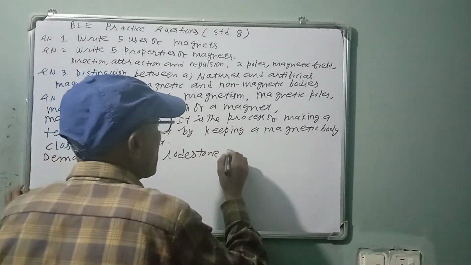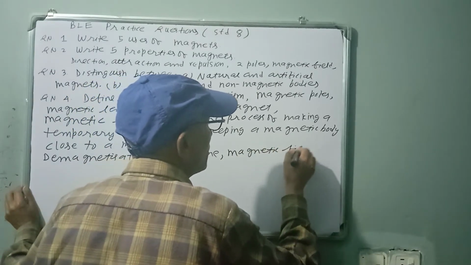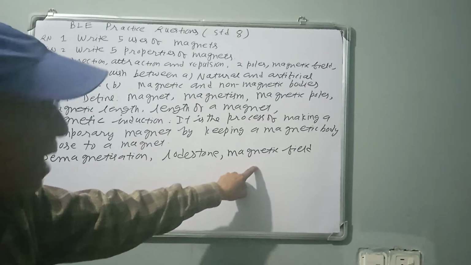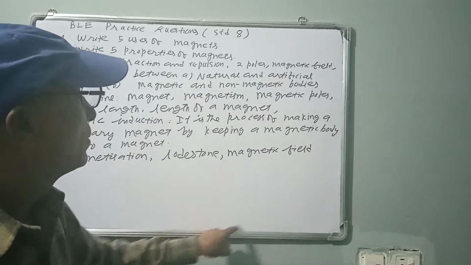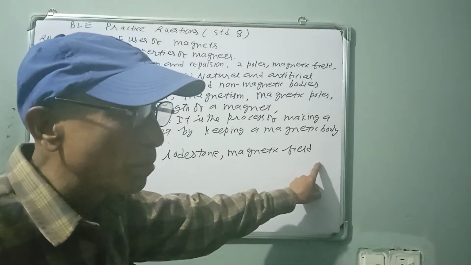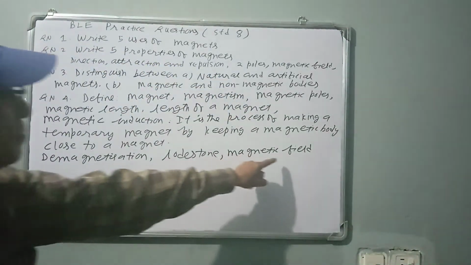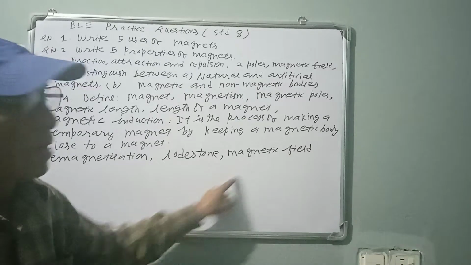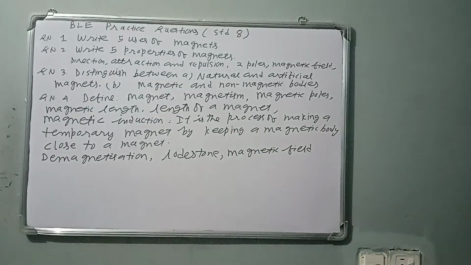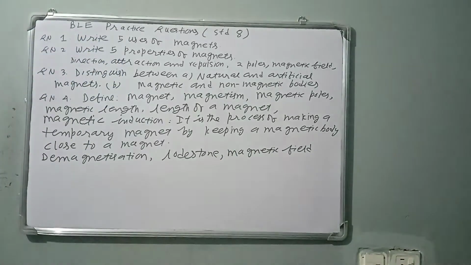And another is magnetic field. Magnetic field is the area around a magnet where magnetism can be felt. यसको वरिपरि जहाँसम्म म्याग्नेटिक फिल्ड हुन्छ, म्याग्नेटिजम फिल हुन्छ, त्यो चाहिँ म्याग्नेटिक फिल्ड भयो. It is the area around a magnet up to which we can feel the magnetism.